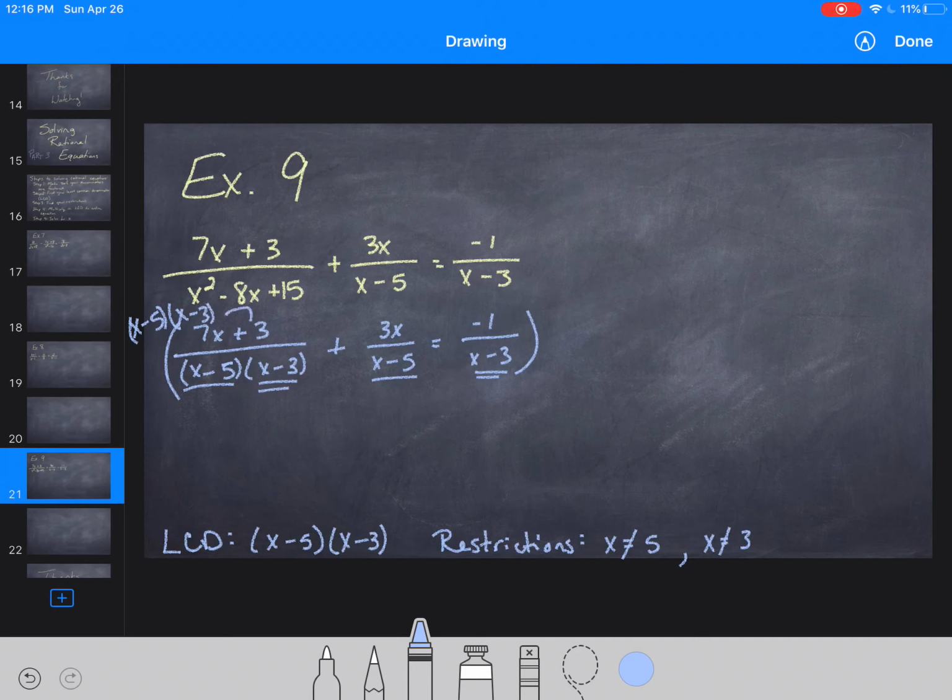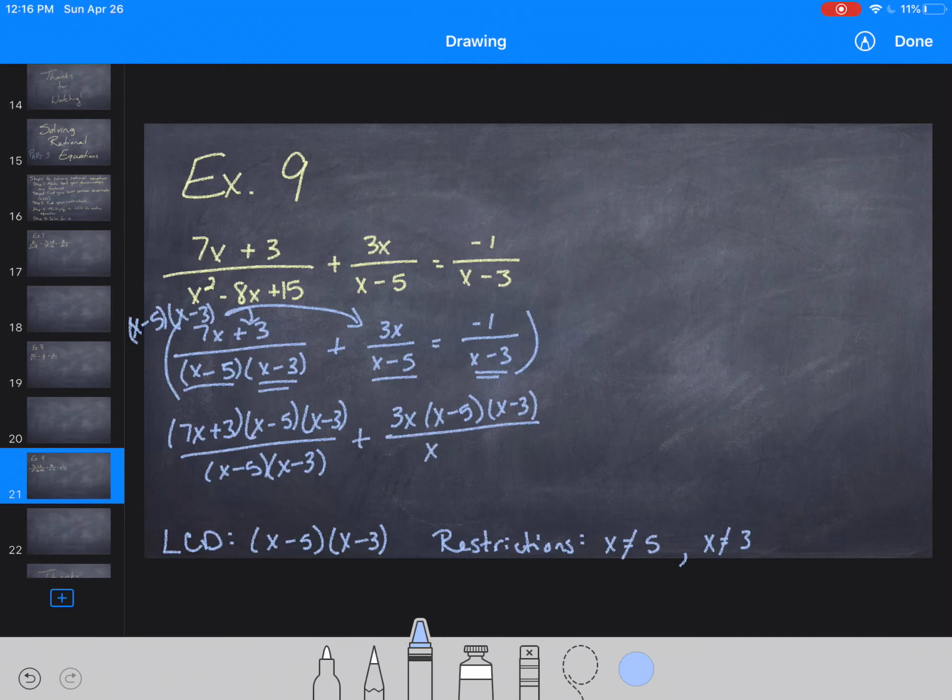Step 4 says to multiply in your least common denominator to your entire equation. My least common denominator is an x minus 5 and an x minus 3. When I multiply it into my first fraction, since I already have a binomial in the numerator, I need to make sure I include parentheses around that 7x plus 3. So I would rewrite this as parentheses 7x plus 3 times an x minus 5 times an x minus 3 all over x minus 5, x minus 3.